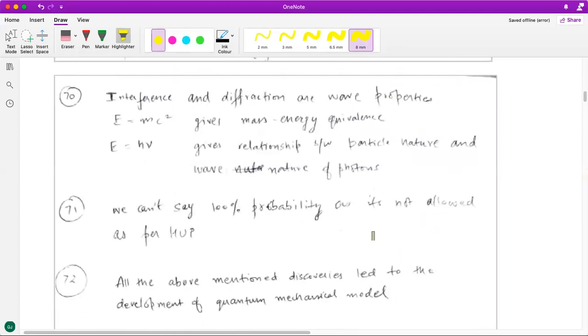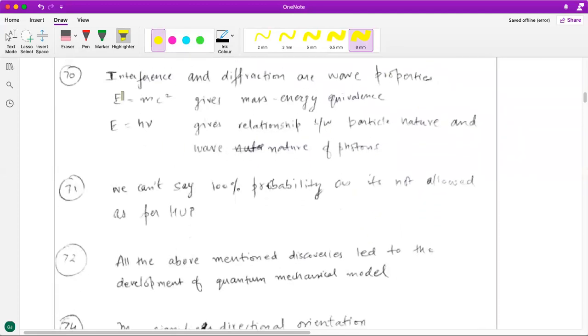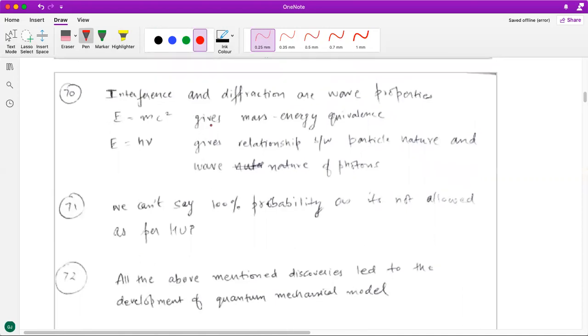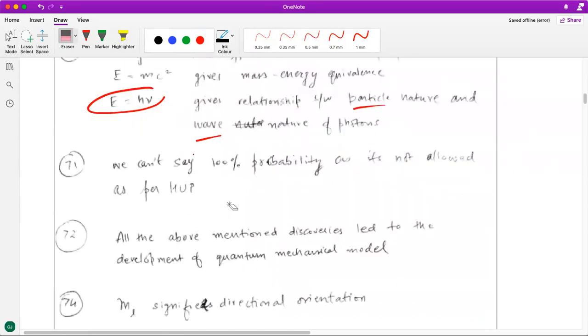All right, then 70th question. It sounds a little tricky to start with, but is a straightforward question. In this, you understand that interference and diffraction are wave properties, whereas E is equal to mc square is mass energy equivalence as given by Einstein. It is E is equal to h nu which relates the particle as well as the wave nature. The particle nature comes in the form of photon, and the wave nature comes in the form of frequency or wavelength.